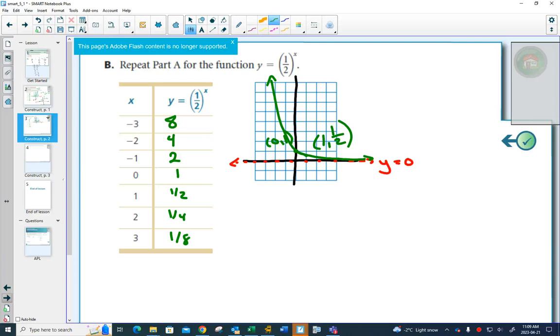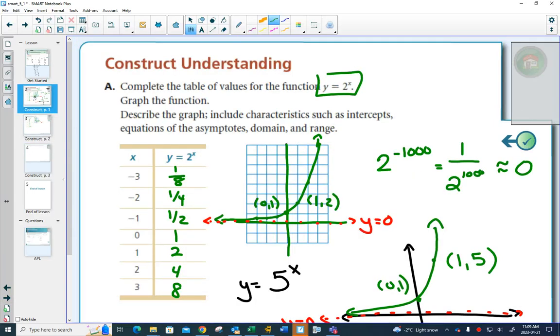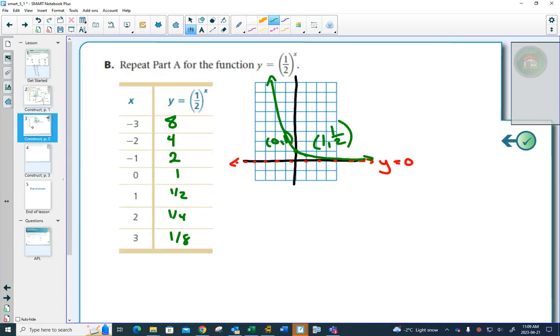And what I want you to notice between the 1/2 to the x graph and the 2 to the x graph that we graphed first is, can you see that they're just flips of each other? A reflection over the y-axis. If we think back to our transformations, if you flip something over your y-axis, that's a horizontal reflection. Horizontal reflections result with a negative before the x.